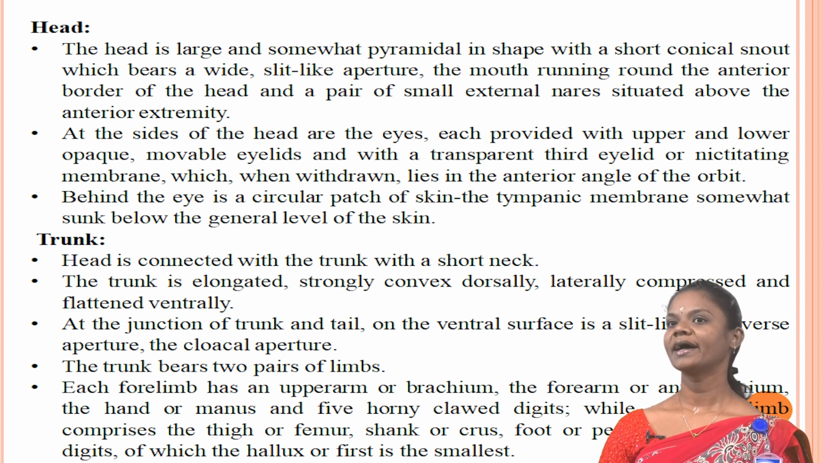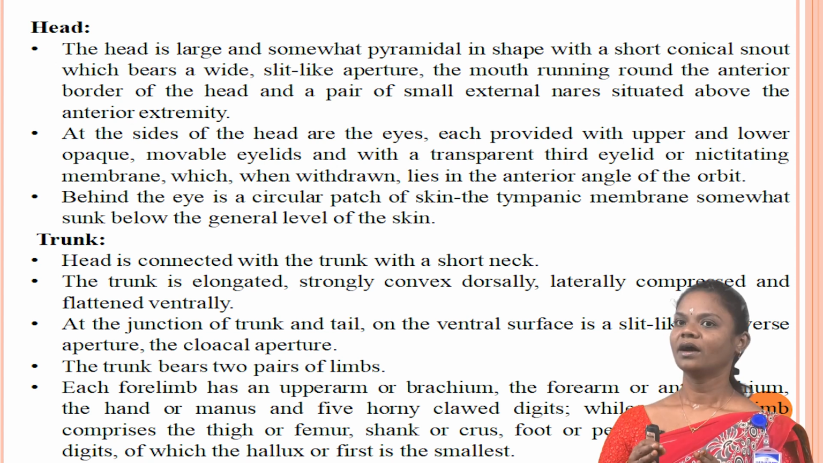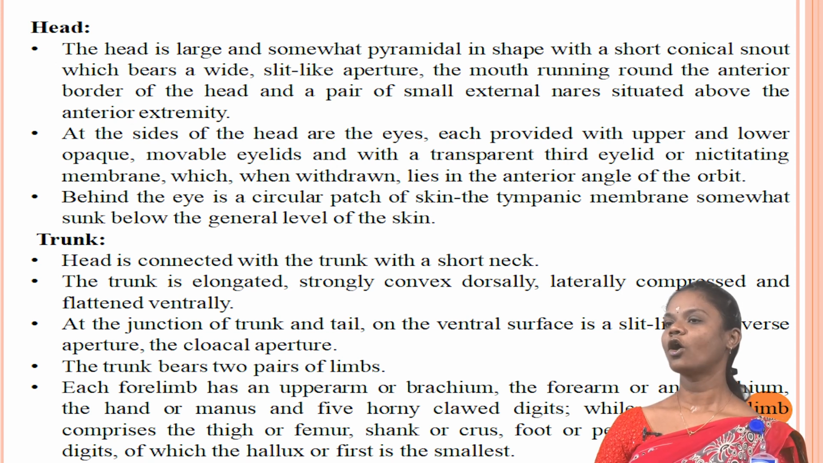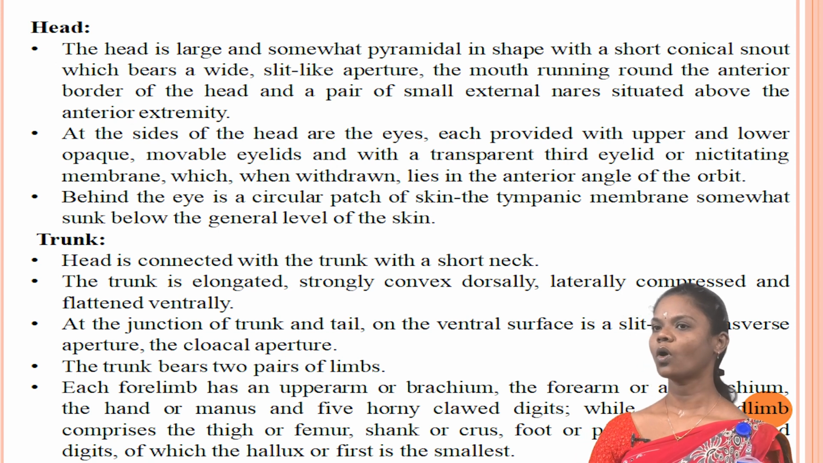Each forelimb has an upper arm or brachium, the forearm or antebrachium, and the hand or manus with 5 horny clawed digits. Each hindlimb comprises the thigh or femur, the shank or crus, and the foot or pes, with 5 clawed digits, of which the hallux, or first, is the smallest.